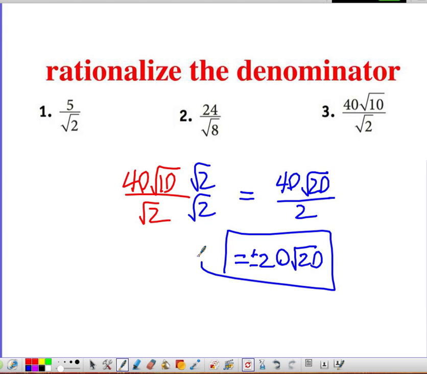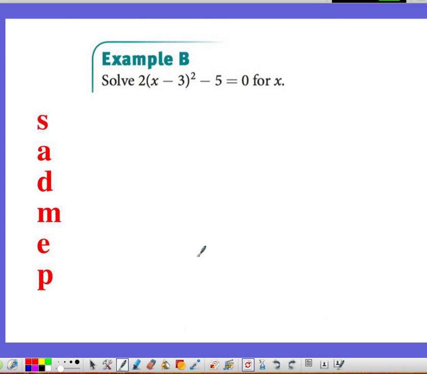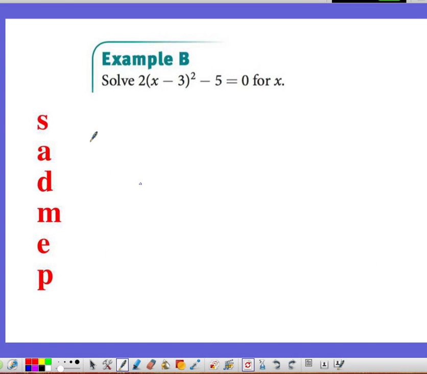That's my final answer. Now I do want to go over an example, example B. Let's take a look at this. Alright, so what we want to do here is, again, continue using reverse PEMDAS.